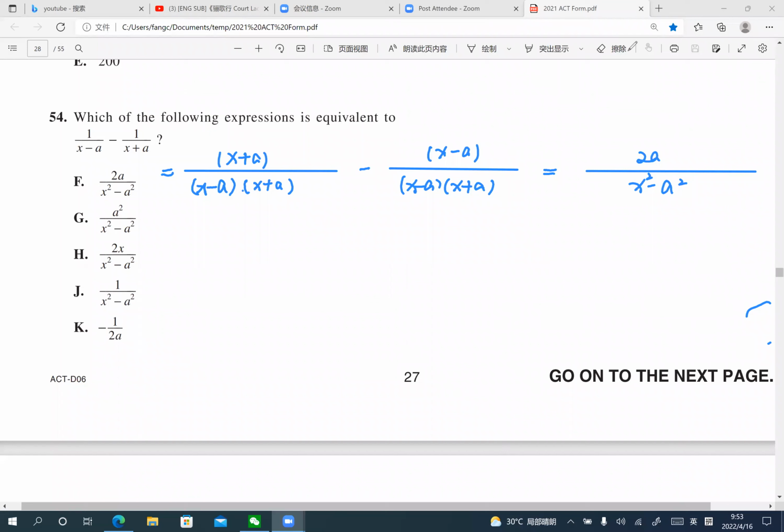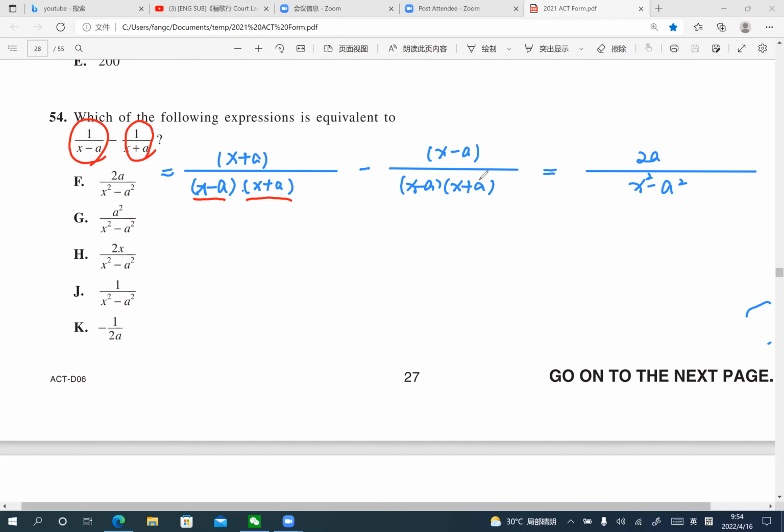Question 54. Which of the following expressions is equivalent to 1 over x minus a, minus 1 over x plus a? So the first step, we need to rewrite the 2 fractions with the same denominator. After we observe the expression, we can tell the common denominator is x minus a times x plus a. So the first fraction becomes x plus a divided by x minus a times x plus a. And the second fraction becomes x minus a divided by x minus a times x plus a.